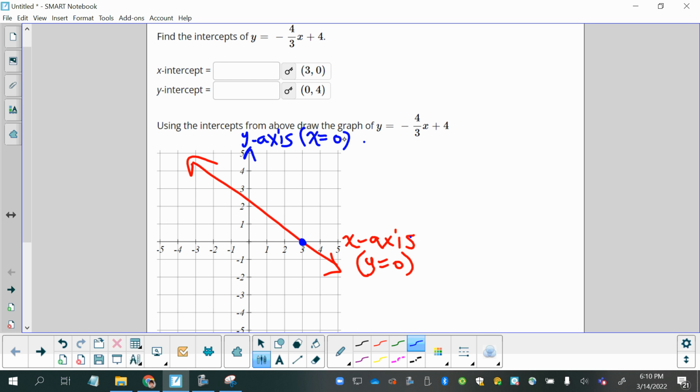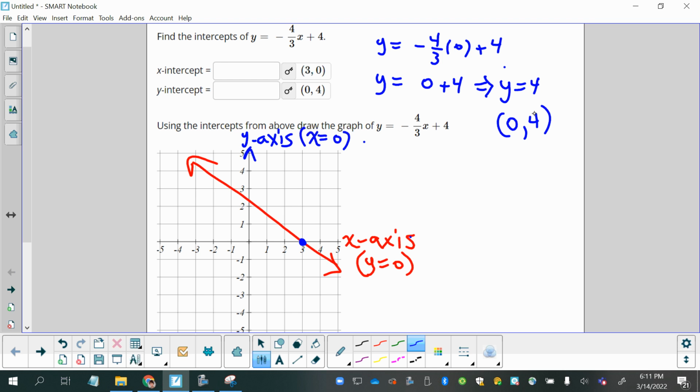So this time, instead of replacing the y with 0, we're going to replace the x with 0 and just simplify to find out what y is, since y is already by itself. So negative 4/3 times 0 is just 0, then bring down the plus 4, and so we get that y is equal to 4. So y is equal to 4 whenever x is equal to 0. So then we get that other intercept.